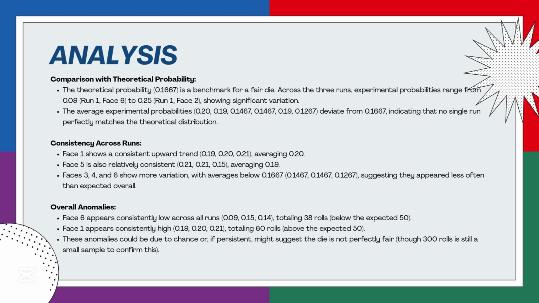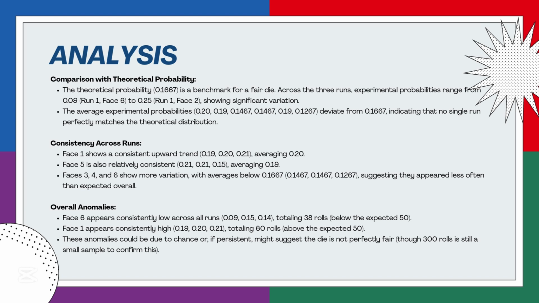On the other hand, consider consistency. Phase 1: 0.19, 0.20, 0.21. And Phase 5: 0.21, 0.21, 0.15 are steady, but Phases 3, 4, and 6, averaging 0.1467 or lower, vary more.